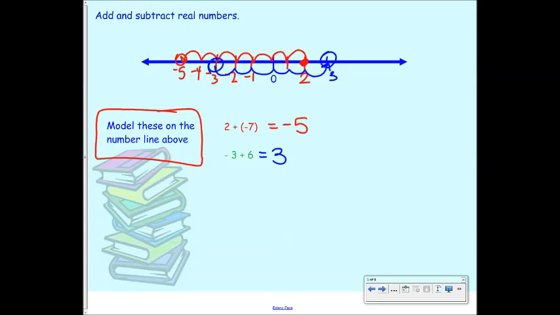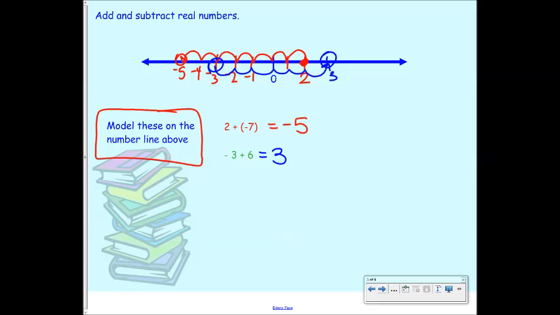All right, remember that this is where you start. And then this tells you how many you move, and the sign tells you what direction you move. So negative means you're going to move left. Positive means you're going to move right. Good. But what if I don't want to do that? What if I don't want to draw a number line? It's annoying. I don't want to deal with it.